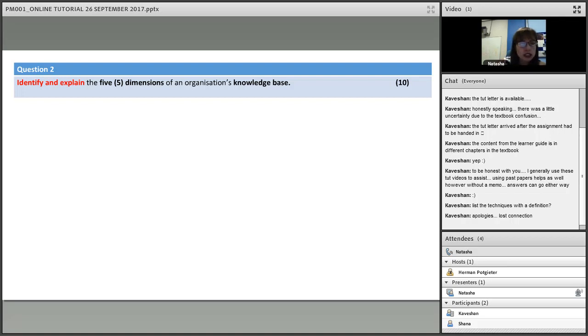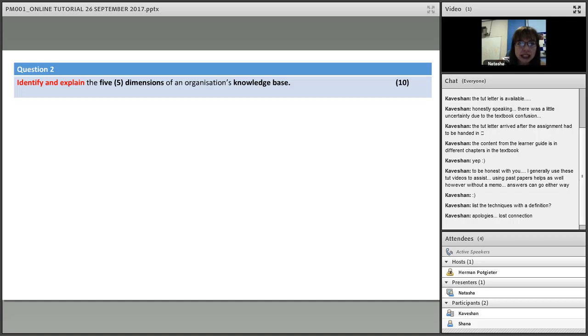Okay. The next question that I'm going to cover tonight is to identify and explain the 5 dimensions of an organization's knowledge base. Note that this is a purely theoretical question, as it does not request from you to apply the theory to a given case study, or that you need to provide any information based on your own experience. Right, Kavish, it's over now to you.